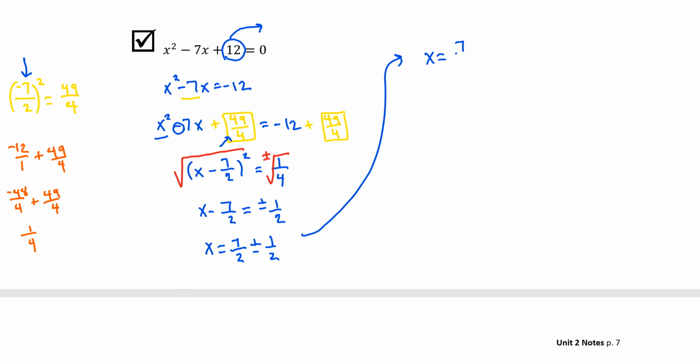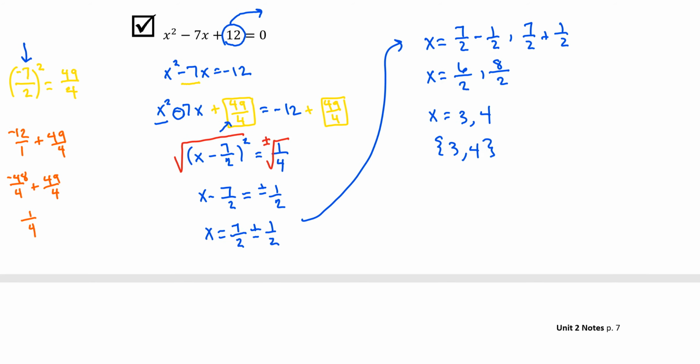One of our answers is 7/2 minus 1/2. The other one is 7/2 plus 1/2. 7/2 minus 1/2 is 6/2. 7/2 plus 1/2 is 8/2. So those reduce to 3 and 4. So our two solutions are 3 and 4.